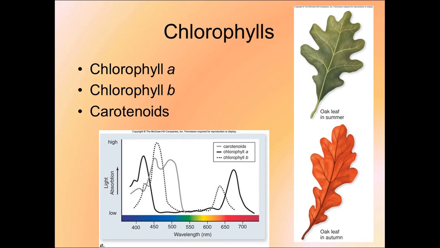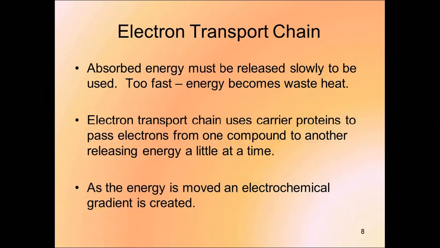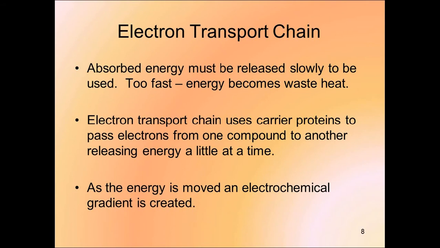The carotenoids absorb the photons, so they add additional energy to the photosynthetic process, but the photons are used primarily to help move electrons down the electron transport chain. I'm going to be talking a lot about the electron transport chain.